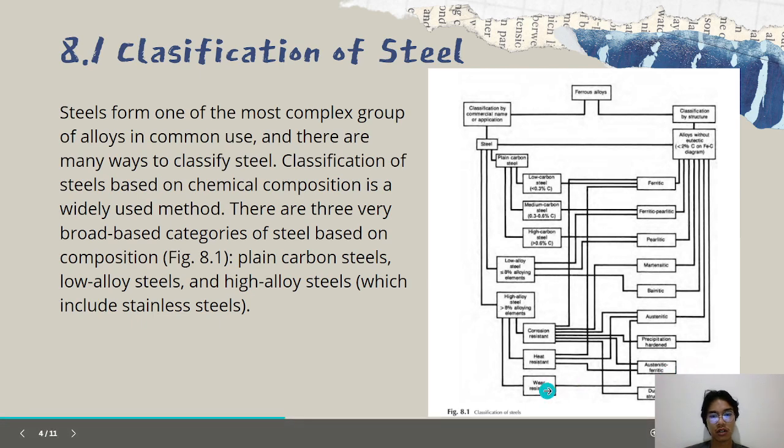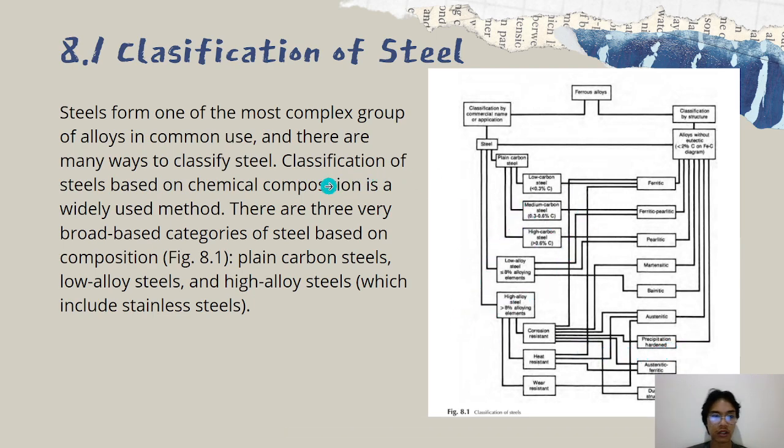You can see the picture in 8.1, a classification of steel, from ferrous alloys, and in the end a duplex structure. Steel is one of the most complex groups of alloys in common use, and there are many ways to classify steels. Classification of steel based on chemical composition is a widely used method. There are three very broad categories of steel based on composition, in picture 8.1: plain carbon steels, low alloy steel, and high alloy steel, which includes stainless steel.